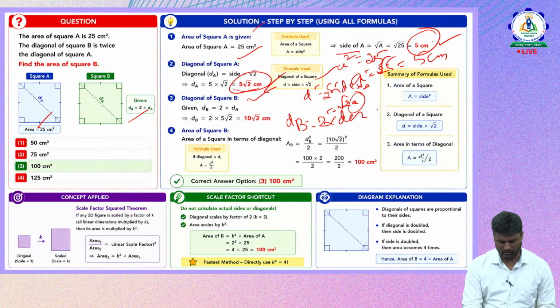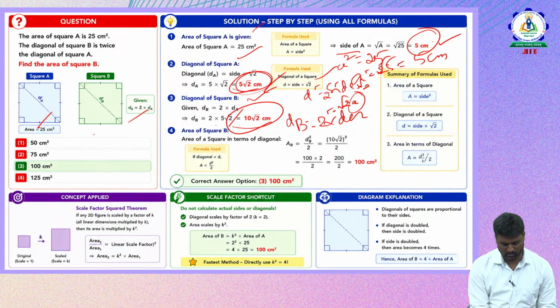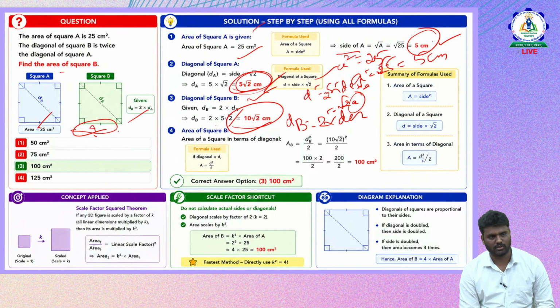So what is the DA value? We got it from the square A, 5√2. So when you multiply this by 2, we'll get 10√2 centimeters. Now we got the diagonal of B. Okay, now what do we need to identify from this? They need us to identify the area of the square B. Area of the square B, that is what we need to identify.